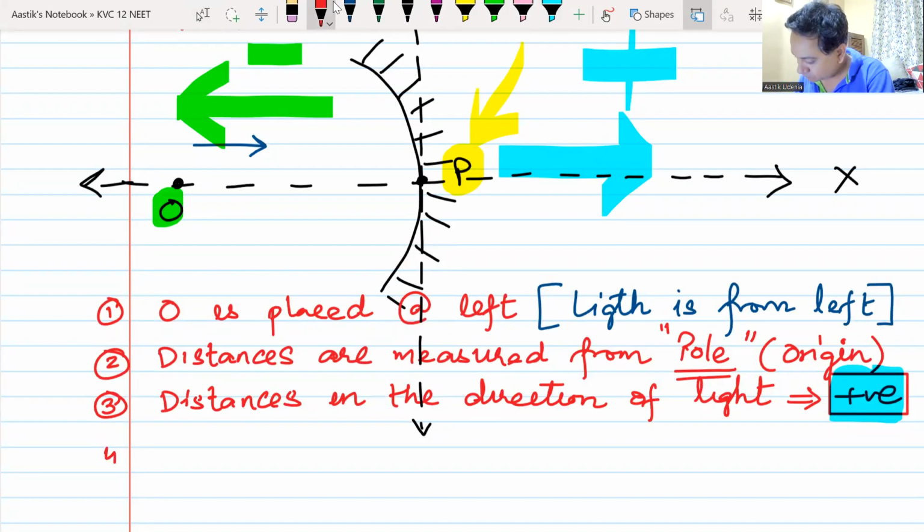Distances in the opposite direction of light will be negative. That I've already said, so I will not say that. I only talk about positive things in my life, my dear friends. I never talk about negative. So I only wrote the positive thing. I did not write the negative one.